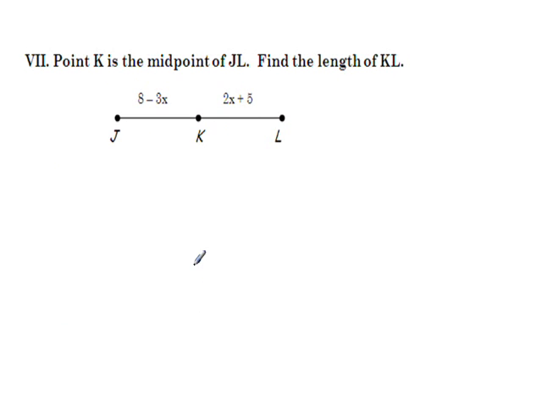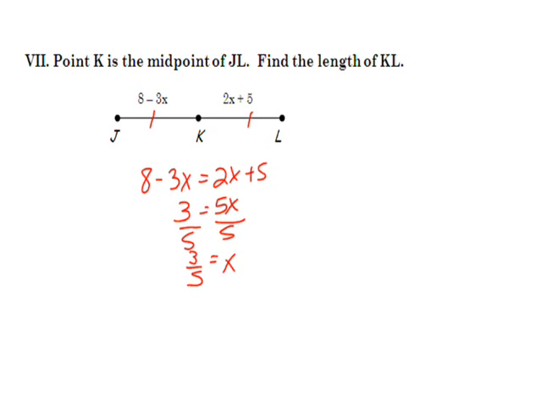All right, last slide. You guys happy? I'm happy. I'm told that K is the midpoint of JL. Well, a midpoint divides my segment into 2 congruent segments, which means that if these guys are congruent, their lengths are equal to each other. So 8 minus 3x equals 2x plus 5. So we're going to solve: add 3x to both sides, we get 5x; subtract 5, we get 3; divide by 5, x equals 3/5.